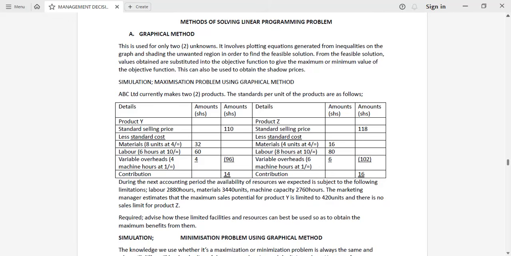So what we had in level 1, as I said, they were not asking for shadow prices.